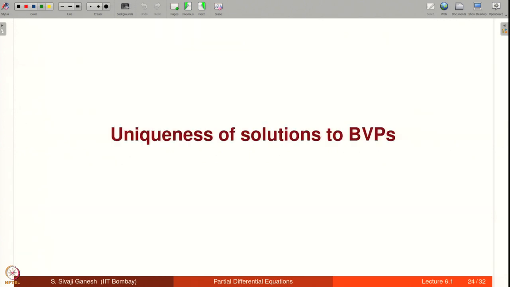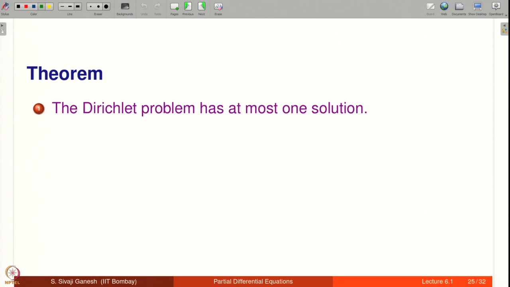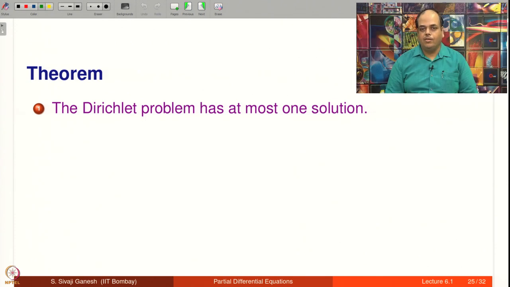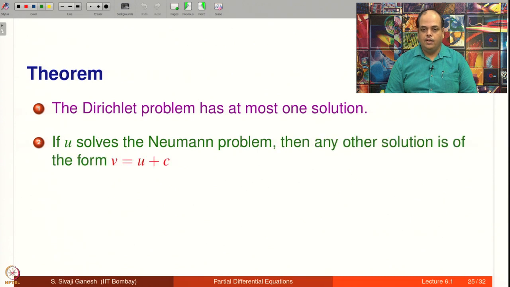Now, let us discuss some uniqueness properties of solutions to the three boundary value problems that we have just introduced. The Dirichlet boundary value problem has at most one solution. Remember, here we are not saying anything about existence at all, we are just saying it has at most one solution. That means, if it has a solution, then it has exactly one solution. That is the correct conclusion from here. And if u solves the Neumann problem, then any other solution looks like u plus c, where c is a constant. In other words, difference of any two solutions to Neumann problem is a constant.